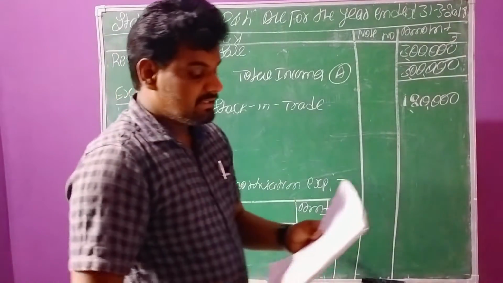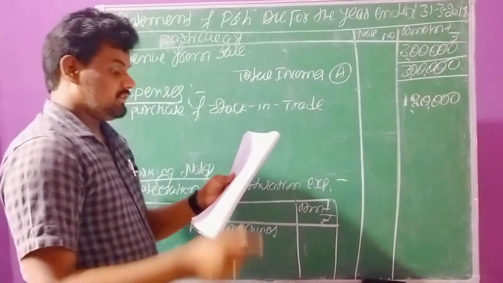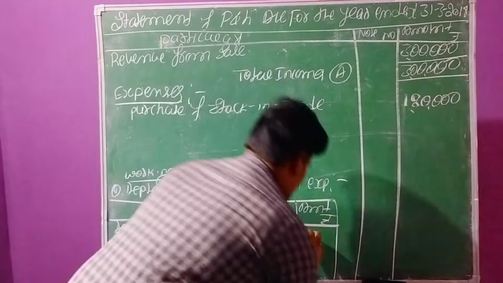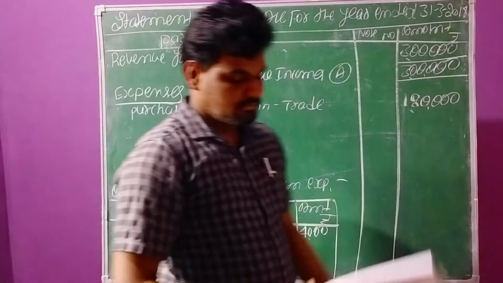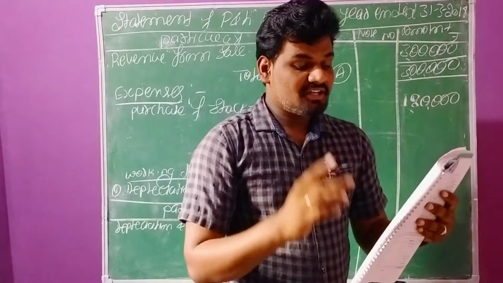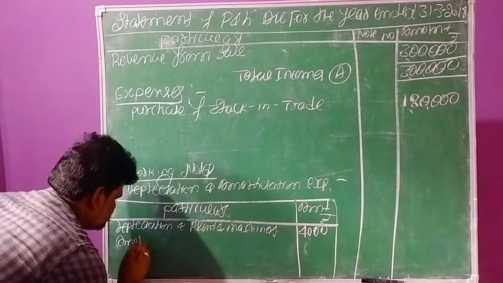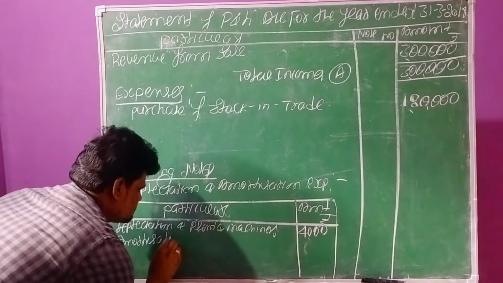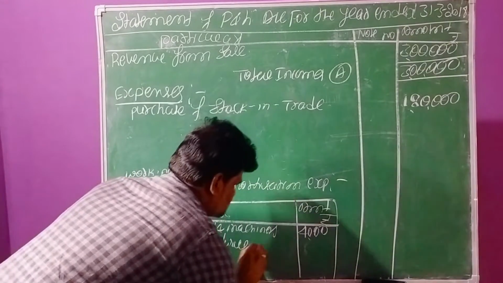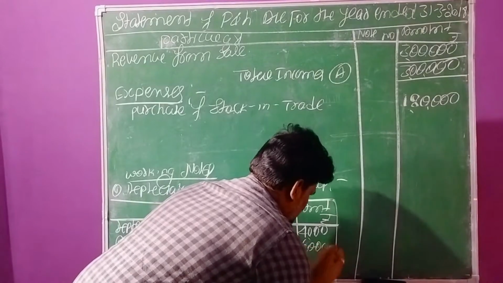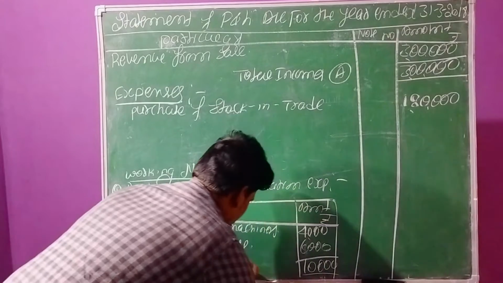So here, depreciation on plant and machinery, they have directly given the amount, rupees 4,000. Next one, amortization of goodwill, rupees 6,000. Now we have to add both the values: 10,000 total.